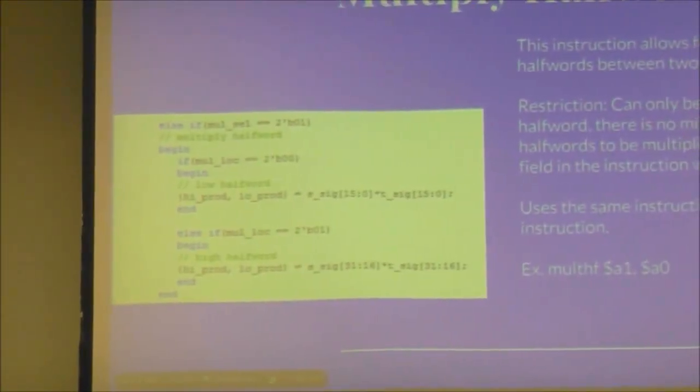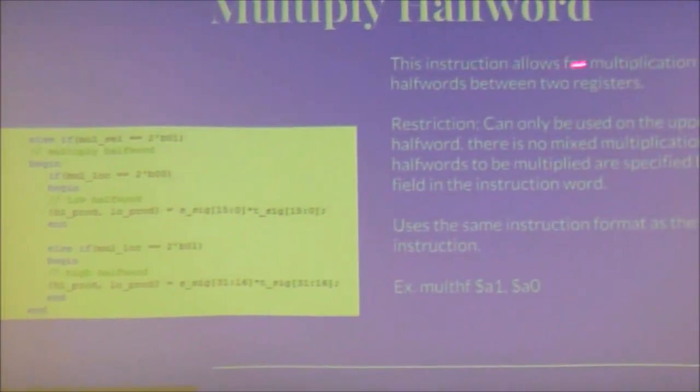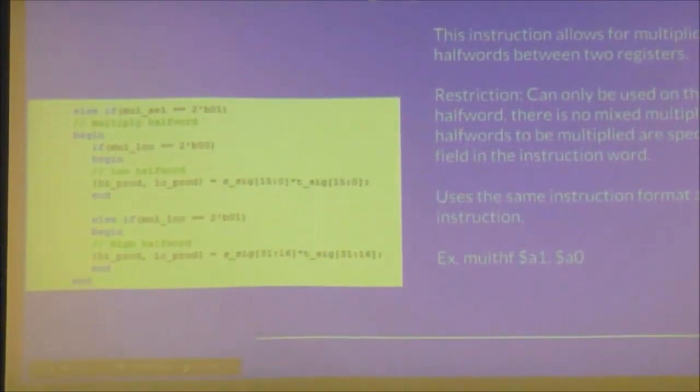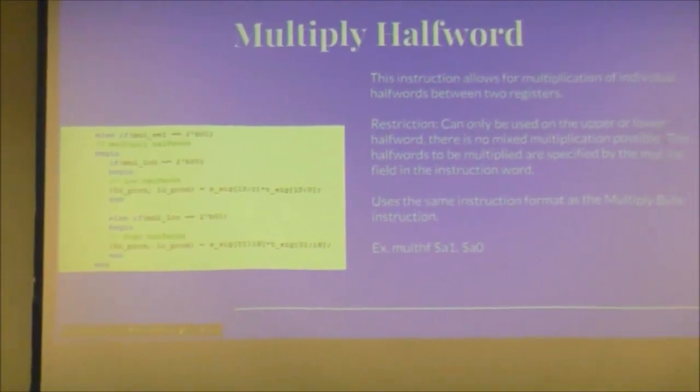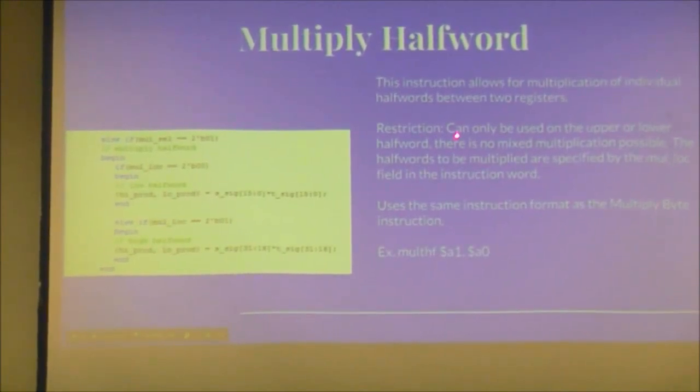And multiply half word. This is similar to multiply byte, except it allows the multiplication of individual half words. And it has the same restriction as multiply byte, which can only be used on the upper or the lower half word. There's no mixed multiplication possible yet.